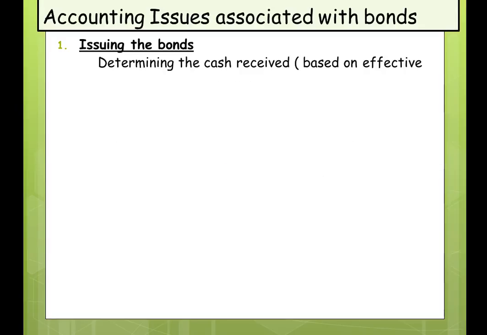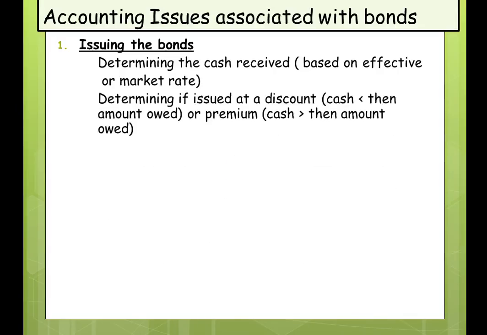First, determining the cash is always based on the effective or market rate, and usually this is expressed as a percentage of the face. So 105 would be 105% of the face, or 97 would be 97% of the face. Also, we need to determine if the bond has been issued at a discount. Usually you can tell this if the cash received is less than the amount owed, or if it has been issued at a premium, the cash received is greater than the amount owed.